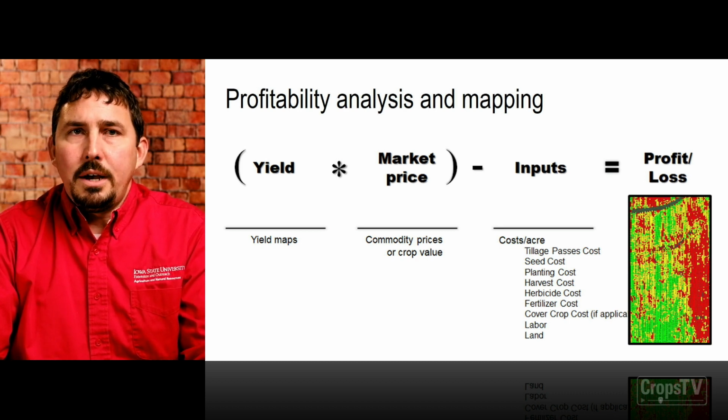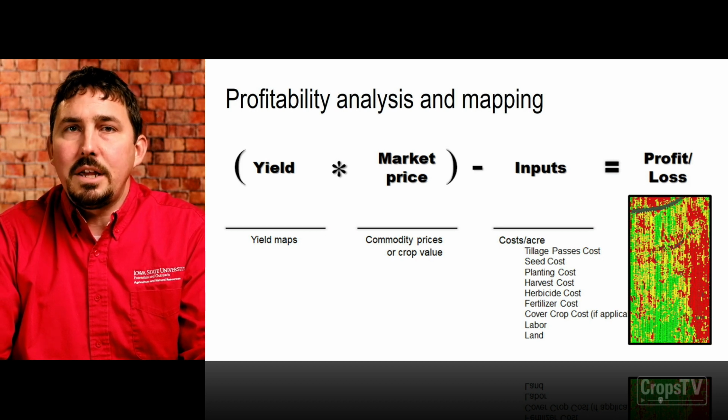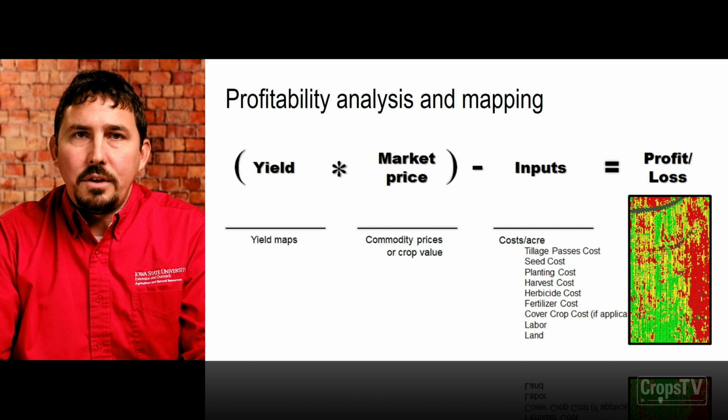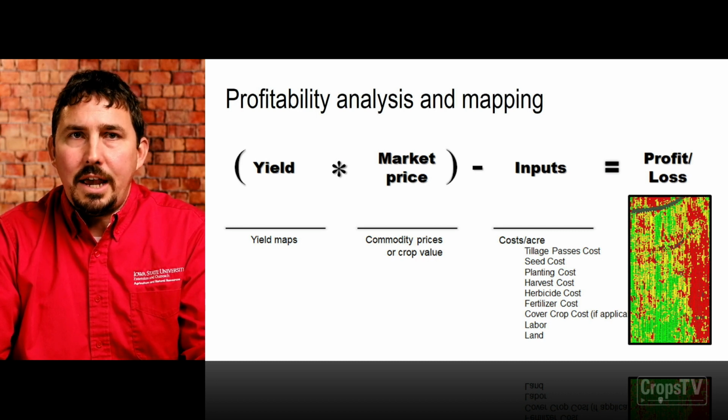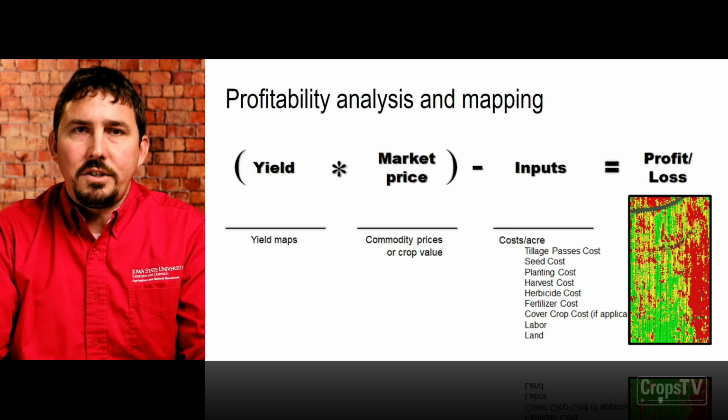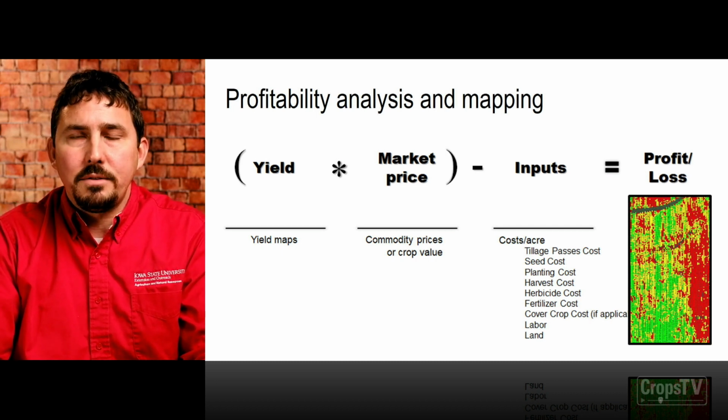And so definitely we want to be using the yield monitors on those combines and exporting those maps into this software. Using the actual cash price for the crop is going to give us a more realistic view, although we can use other sources like USDA NASS. They do a market year crop price, and for our study, that's what we use for market price.